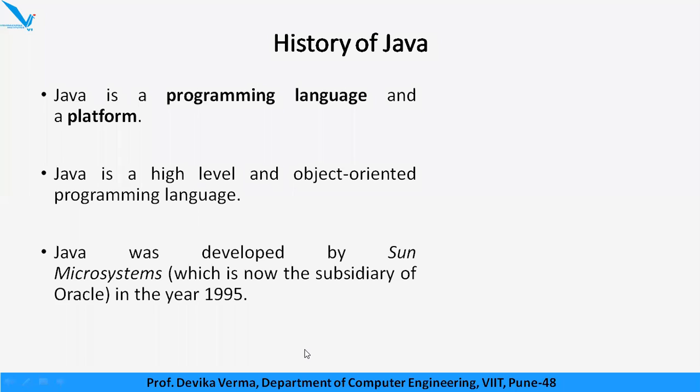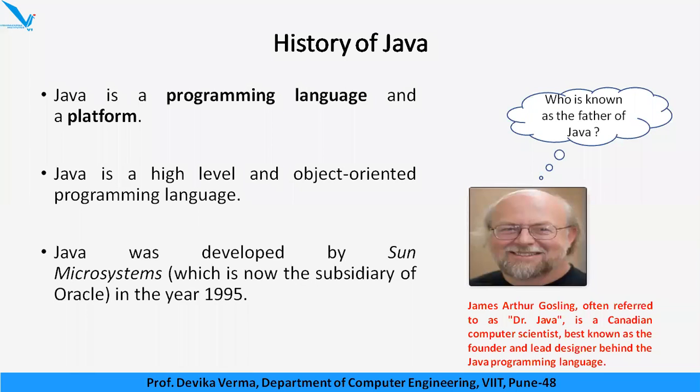Okay, so Java was developed by Sun Microsystems, which is now a subsidiary of Oracle. And may I know the father of Java? Who is the father of Java? So quick answers. Did you study about it? Have you heard? James Gosling. Yes, yes.